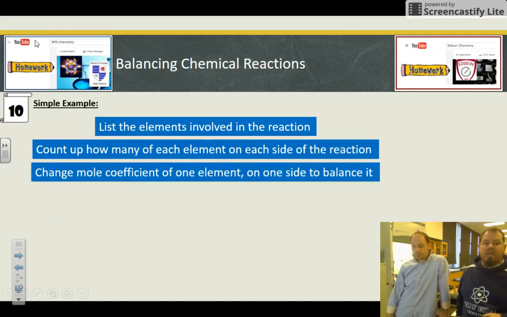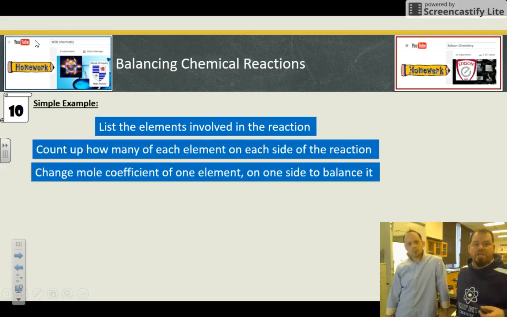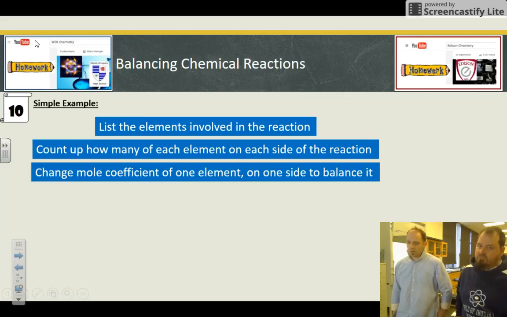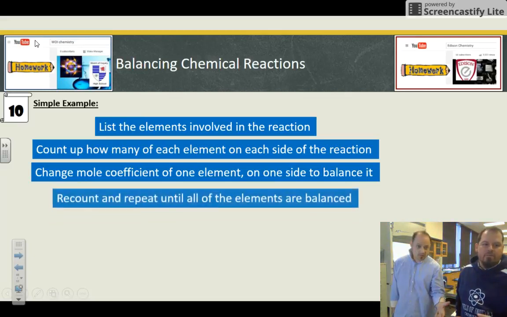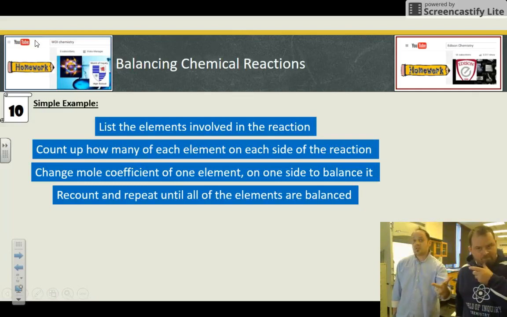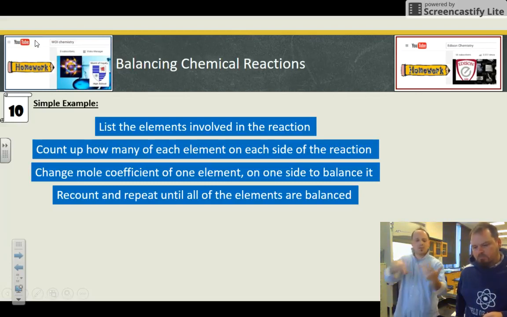And then in order to balance it, we're going to change the mole coefficient of one particular element to make it come up with the total that we need. Count, compare, put in a coefficient, and then repeat. And recount and repeat. All the elements are balanced. That's 4 steps: count the elements, compare them to see if they match, change a coefficient, and then repeat the count to see if they match. You just keep going back around until they do. And that's when you know you have a balanced equation.